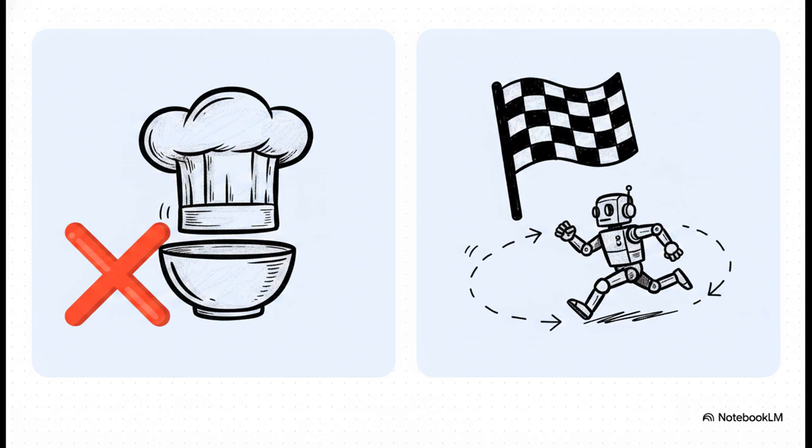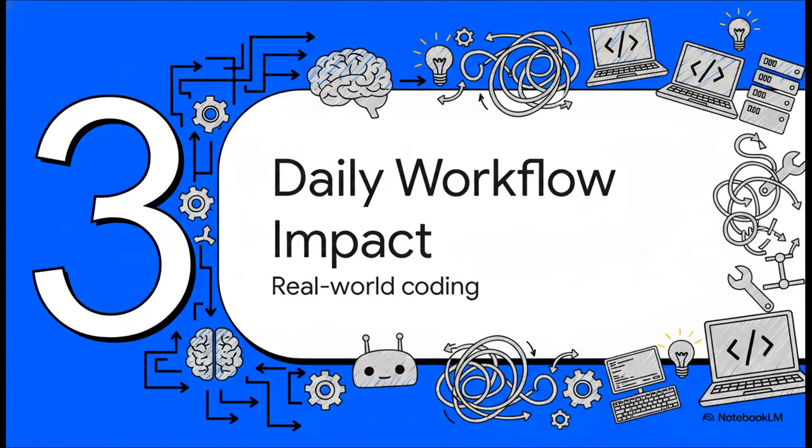But the Karpathy approach, it's giving it a finish line. Think about it. These AI models are incredibly good at iterating and problem solving, provided they know exactly what goal they need to hit. If you give them a clear finish line to reach, they will loop and iterate until they actually cross it.